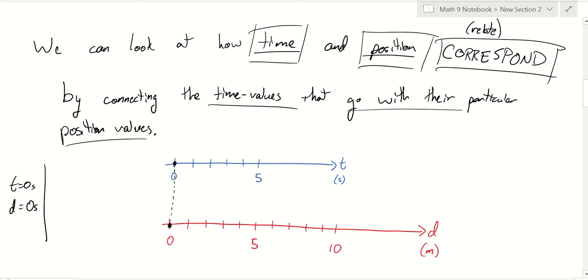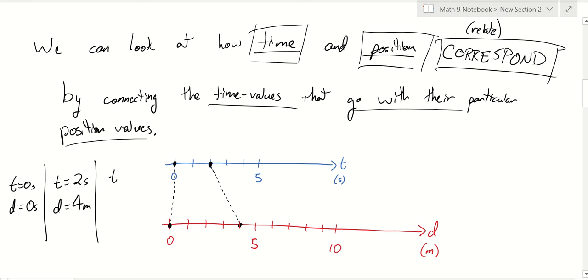Another way that I can do this is I can notice that when I have been running for 2 seconds, I am at position 4. I am 4 meters away from my original position. So at t equals 2, I am 4 meters in distance. And let's connect these 2 points just to show that they correspond.